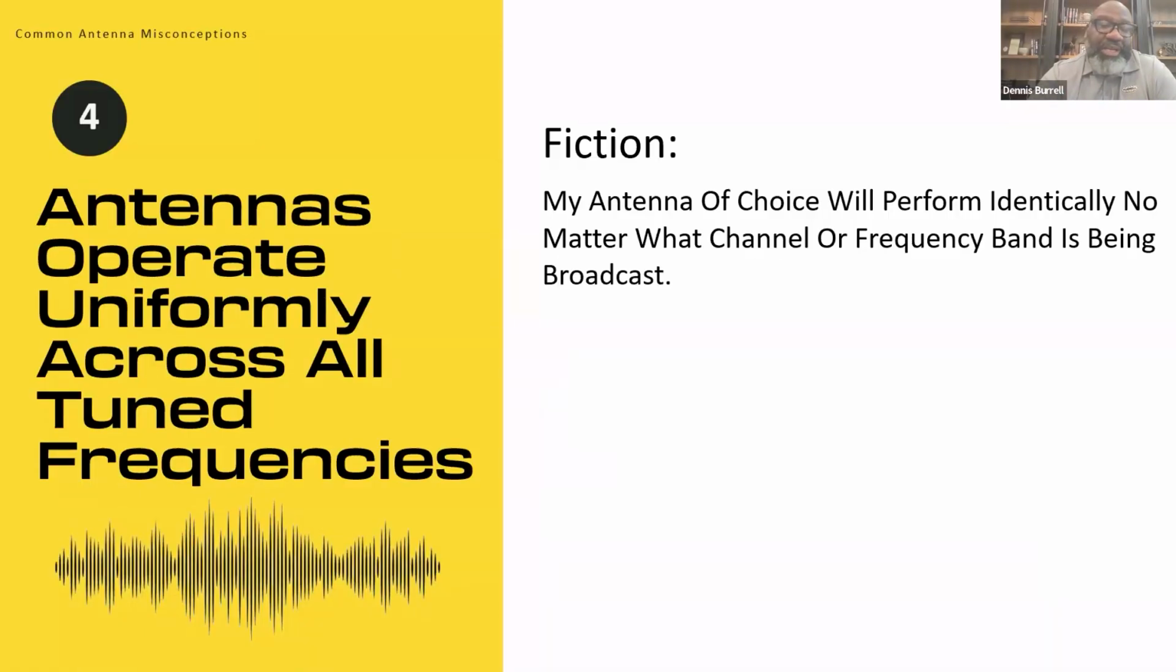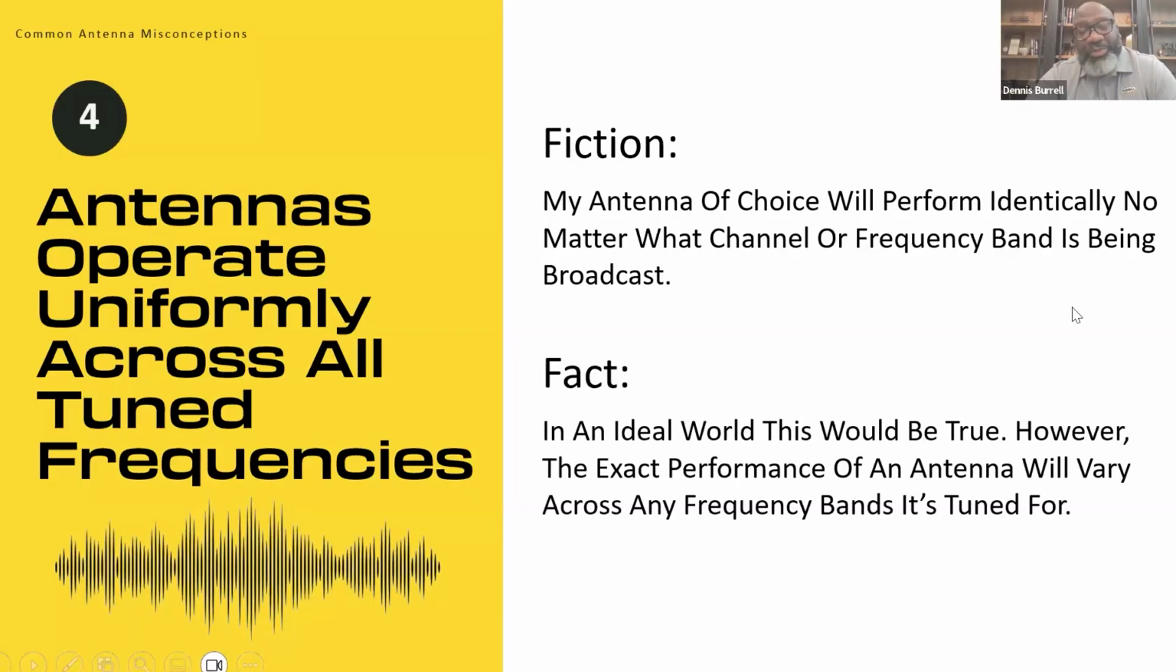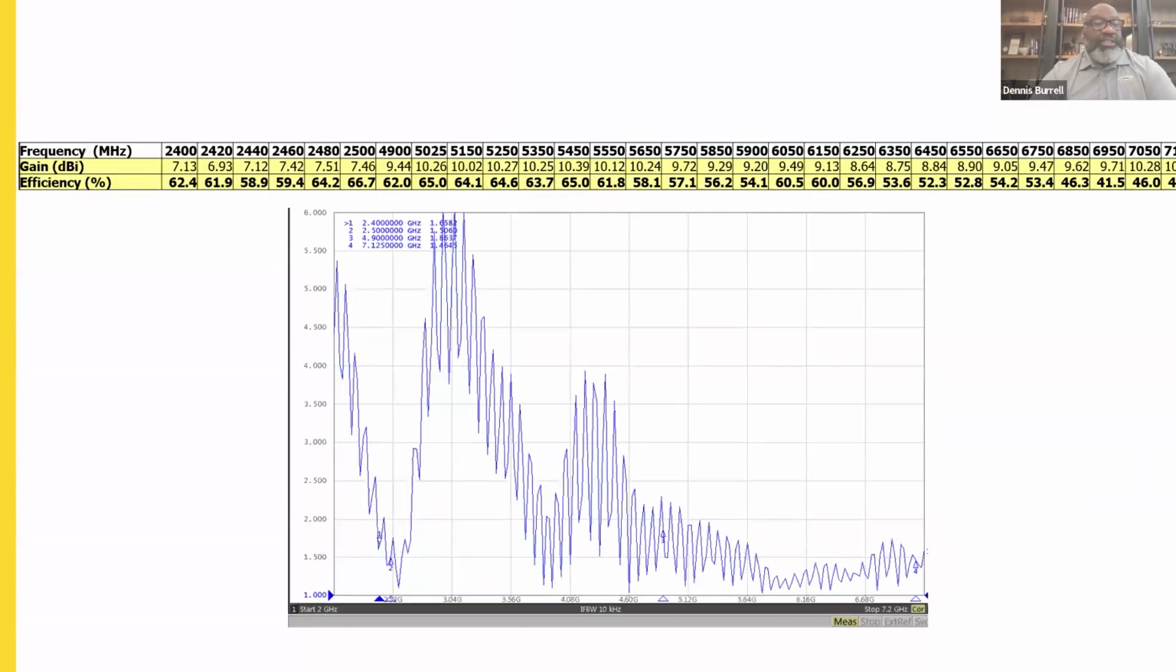Antennas operate uniformly across all tuned frequencies. My antenna of choice will perform identically no matter what channel frequency band is being broadcast. That is fiction. The fact is, in an ideal world, this would be true. However, the exact performance of an antenna will vary across any frequency band that it is tuned for. So what we have here is a tri-band antenna covering 2.4, 5, and 6 gigahertz frequencies, right? We show the gain and we show the efficiency.